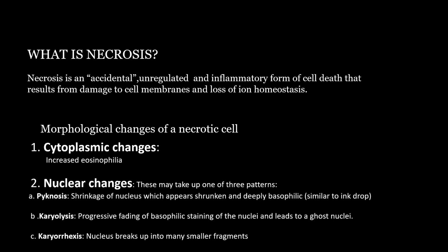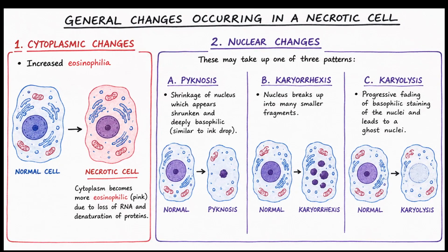The second one is called karyolysis. It's the fading of the basophilic staining of the nuclei. So the nucleus is going to start to fade, and the fading of the nucleus is what we call karyolysis. And the third one is karyorrhexis, which refers to the breaking down of the nucleus into smaller fragments. Knowing this description of the nuclear changes is very high yield for your exams.